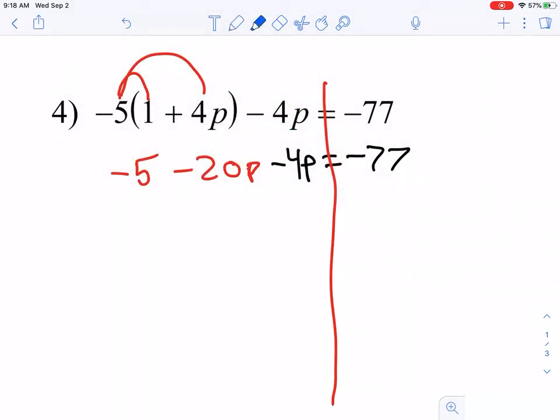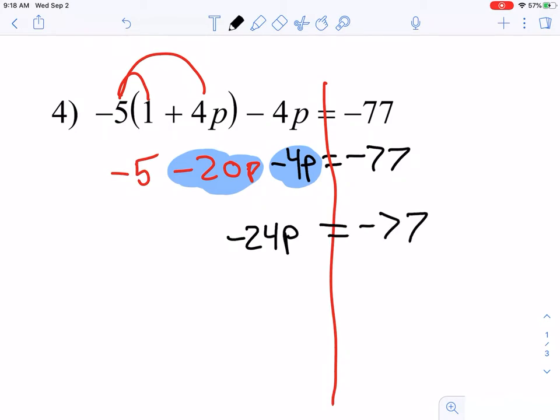Okay, the next thing I'm looking to do, which I'll highlight in blue, is combine like terms. I have a like term of negative 20p and negative 4p. If I count those up, I end up with negative 24p. And then I rewrite the rest. So negative 5 minus 24p.